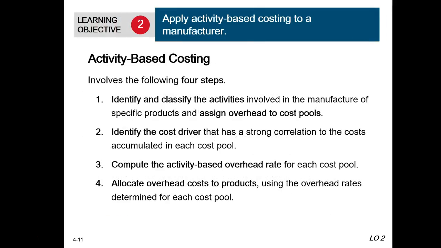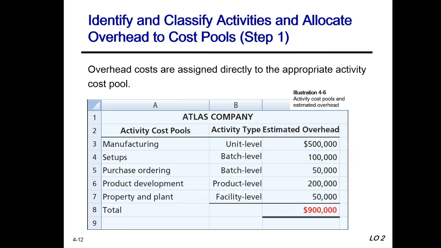Now, the activity-based costing is again where we classify the activities, identify the drivers, compute the overhead rate, and then we allocate those costs to specific products. So let's look here.